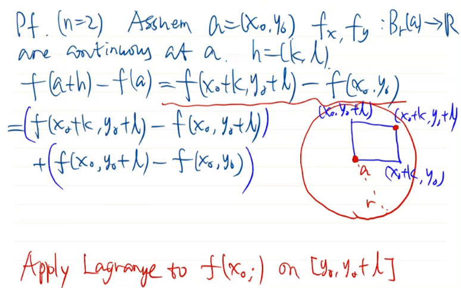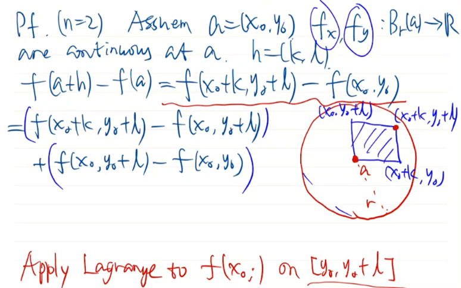F is a two-variable function. We fix the first variable to be x0, let y change in this interval. Then we can apply the Lagrange mean value theorem, because our assumption is that the partial derivative of f with respect to x and with respect to y exists in the whole disk. In this picture, whole disk. Here we only consider the rectangle contained in the disk.